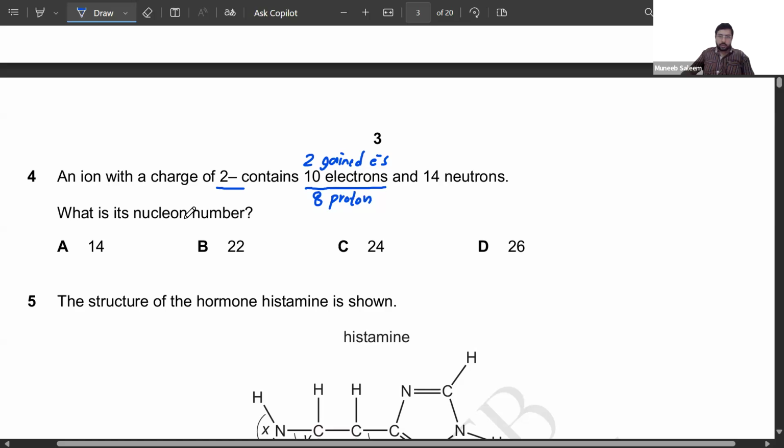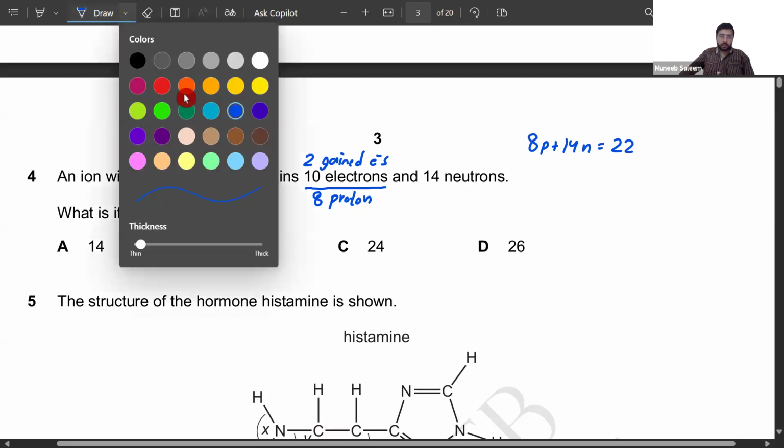And there are 14 neutrons. The nucleon number, we know, is the sum of neutrons plus protons inside the nucleus. So simple math: we have to add 8 protons plus 14 neutrons. That will give you the answer of 22. So 22 is the correct answer.